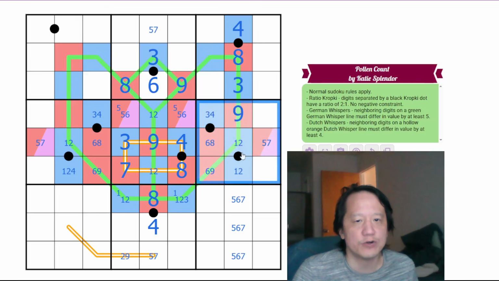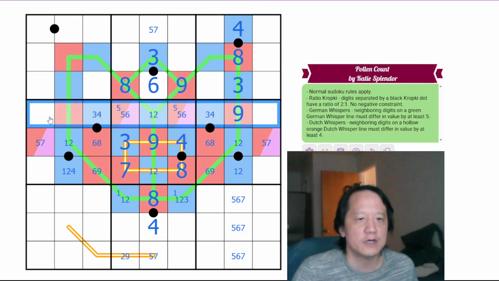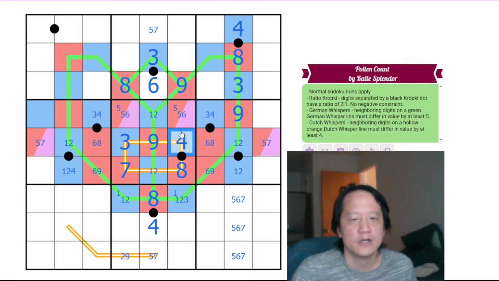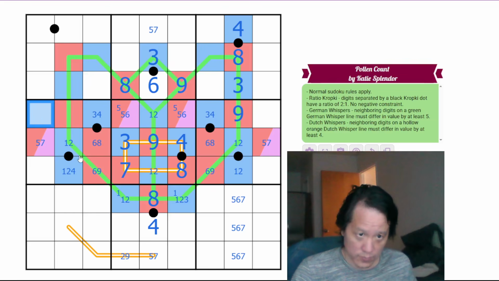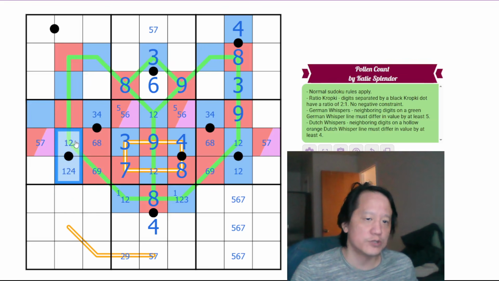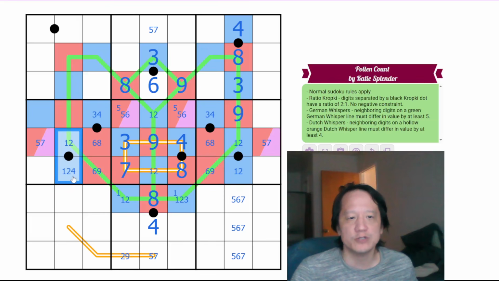Here we cannot have 1 or 2 available because of the 1, 2 pair in the box. So where's the other 1 or 2 available in row 4? It has to be here. And this digit, we're guaranteed this is either 1, 2 or 2, 4 to be in a 1 to 2 ratio, which means 2 has to be there.